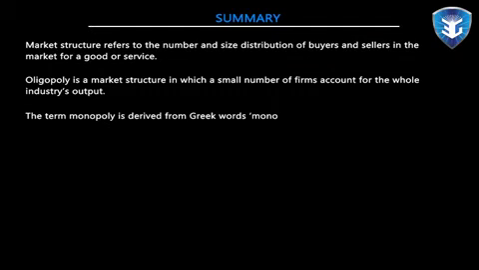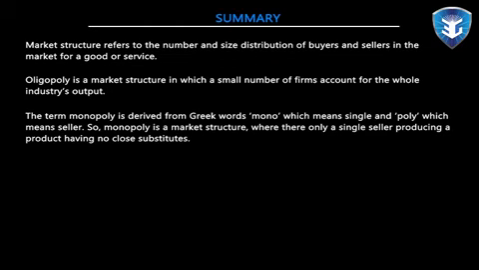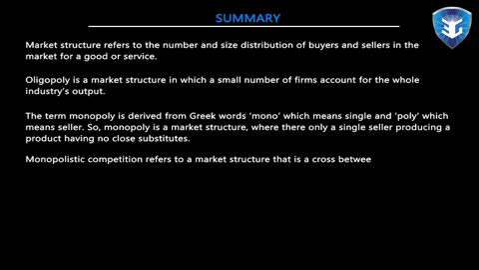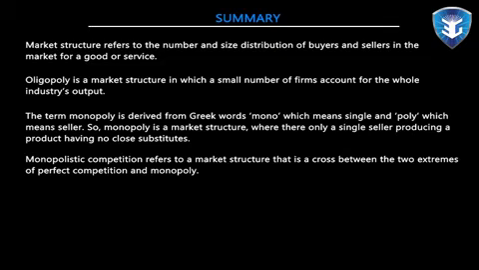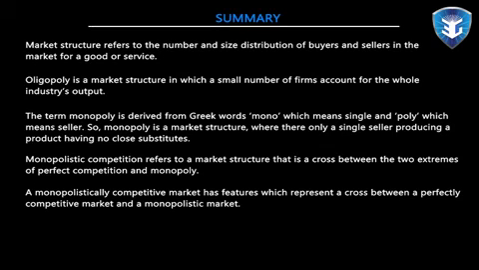The term monopoly is derived from Greek words mono, which means single, and poly, which means seller. So monopoly is a market structure where there is only a single seller producing a product having no close substitutes. Monopolistic competition refers to a market structure that is a cross between the two extremes of perfect competition and monopoly. A monopolistically competitive market has features which represent a cross between a perfectly competitive market and a monopolistic market.